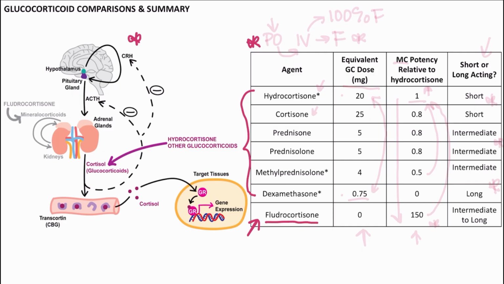So first, anything with this star is going to be available both orally or PO, as well as IV. And anything without, we are only taking it orally, so cortisone, for example. And the nice thing is, when you give these agents with the star orally, almost all of it, if not all of it, actually is fully absorbed.